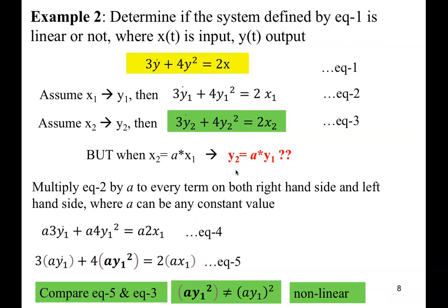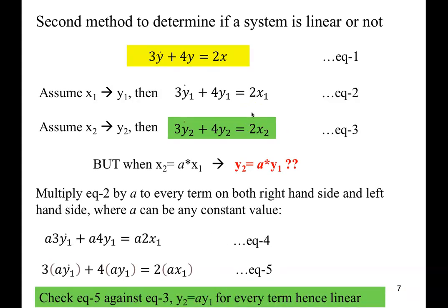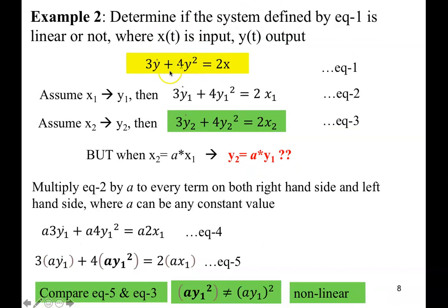I'm going to give you an example of a nonlinear system, a system that is not linear, using the second approach to check. I'll change the system a little bit, from 3y dot plus 4y equals 2x to 3y dot plus 4y squared equals 2x. Just a small change, but it will make that system nonlinear.